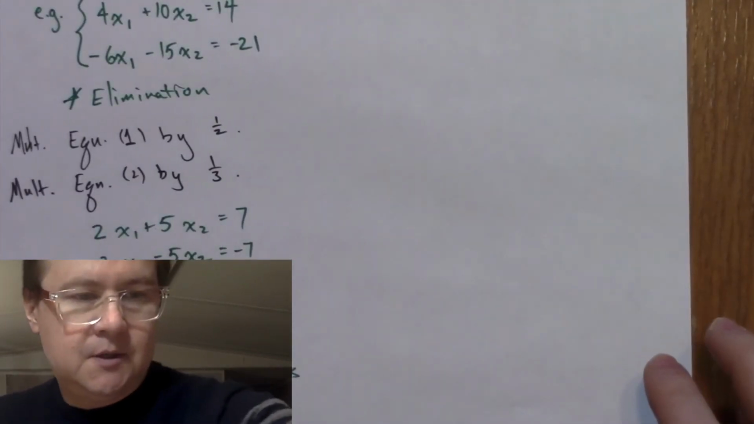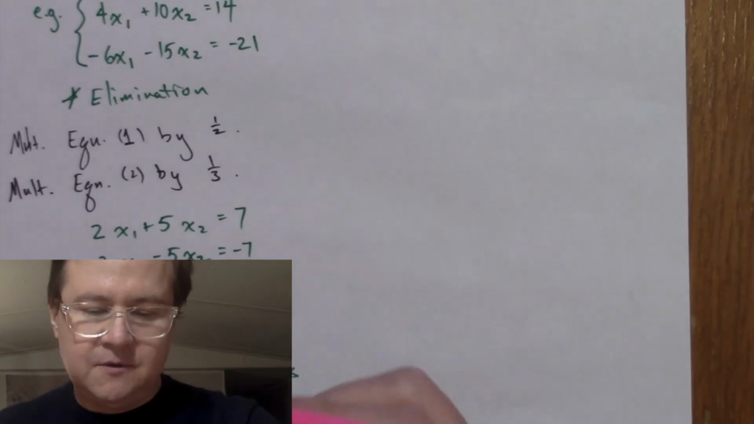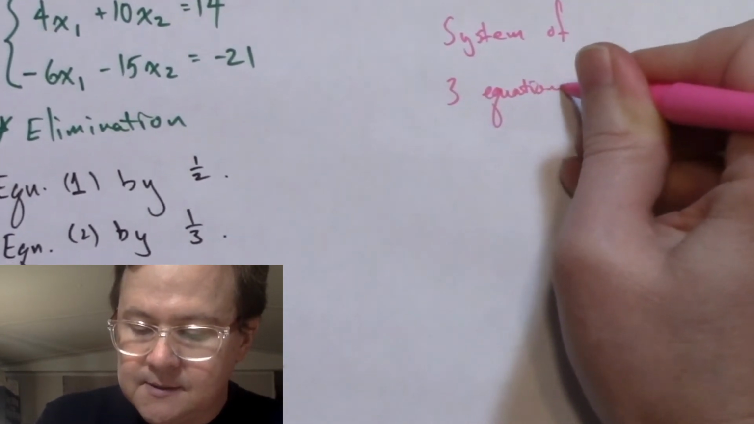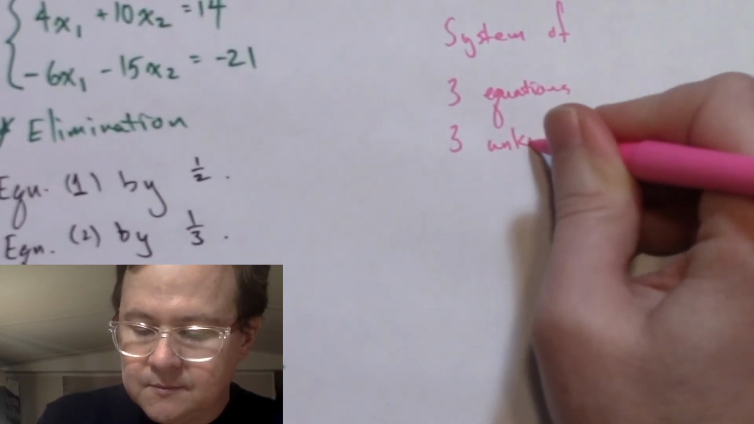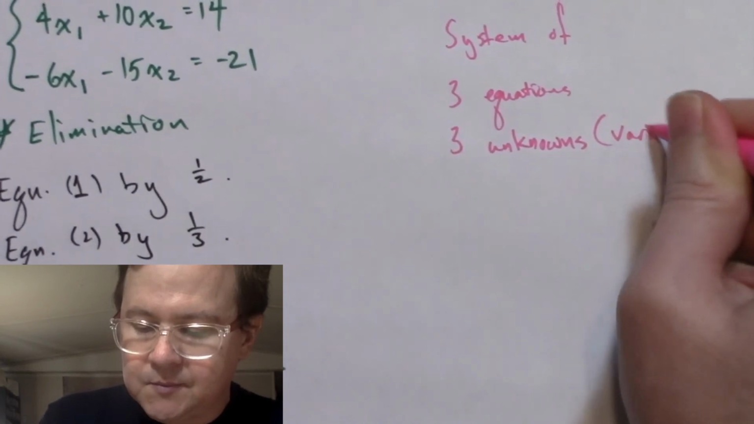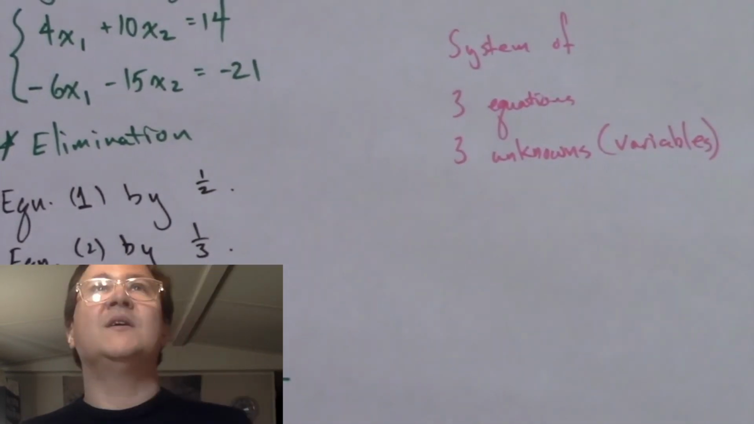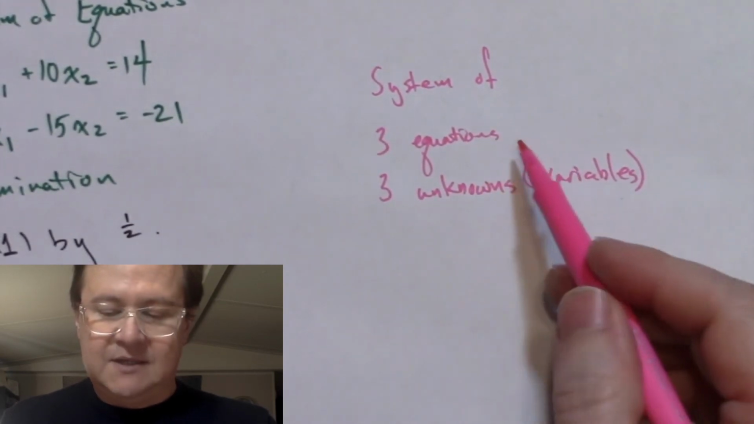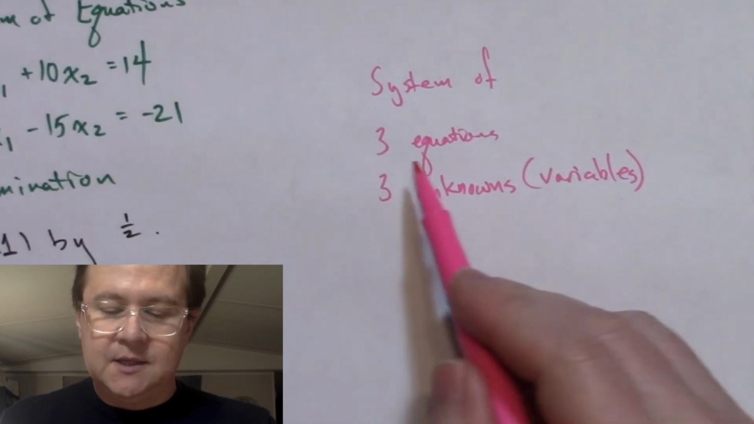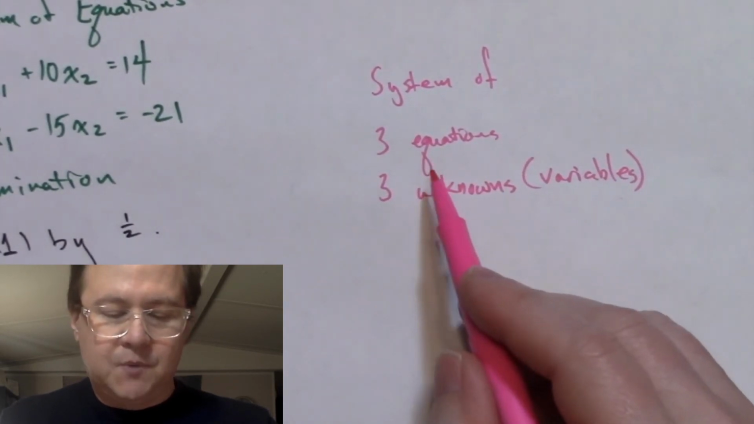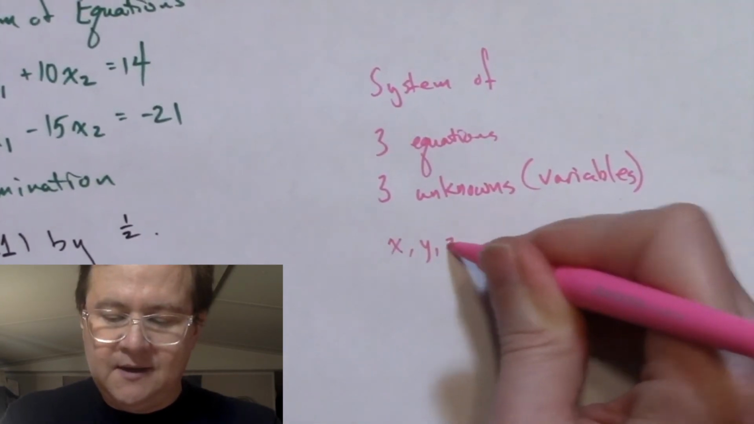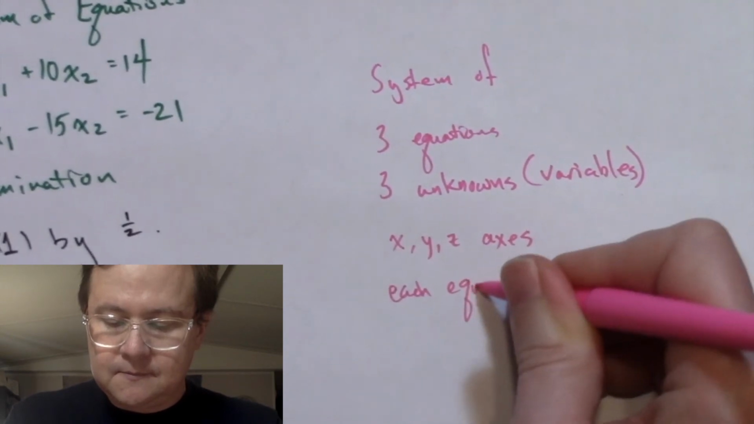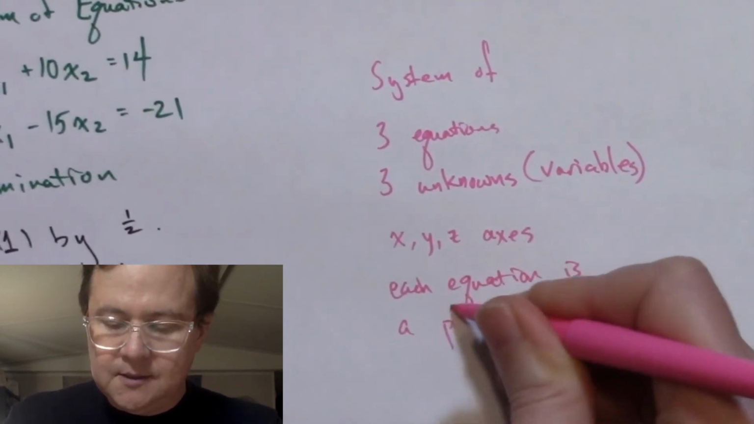Now in general, you can actually have a system of 3 equations and 3 unknowns or variables. In this case, we can revisit what it means to have a consistent system or an inconsistent system. But notice that if each equation has 3 variables, then the graph with x, y, and z axes, each equation is a plane.